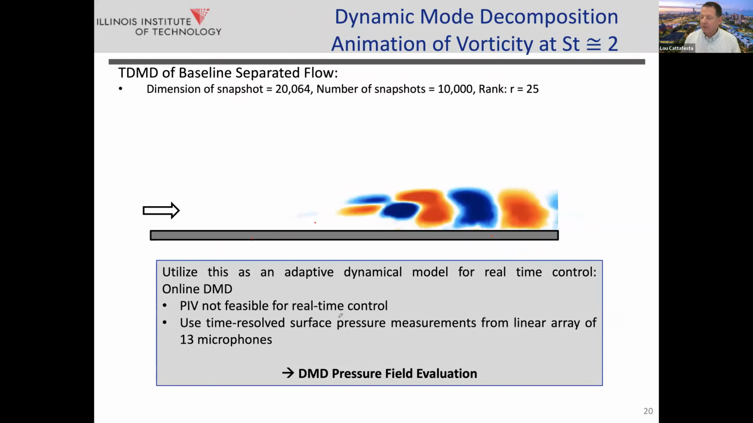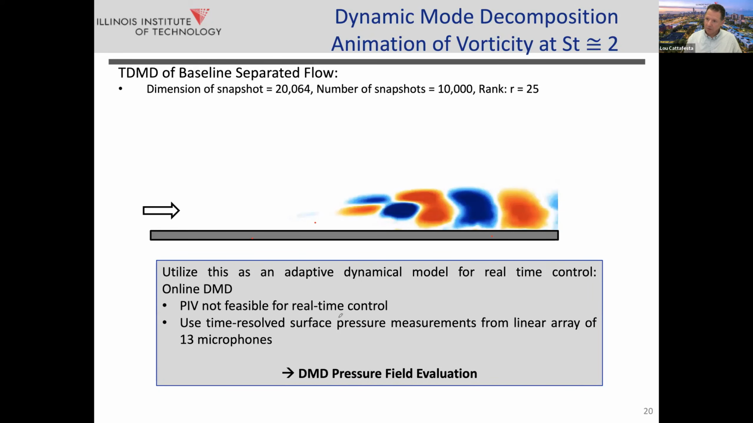Now, clearly, we can't use the PIV for real-time control. It's not practical. It enables us to see the flow physics and maybe link what we see to what we can actually measure and implement real-time control using the time-resolved surface pressure measurements from those microphones.